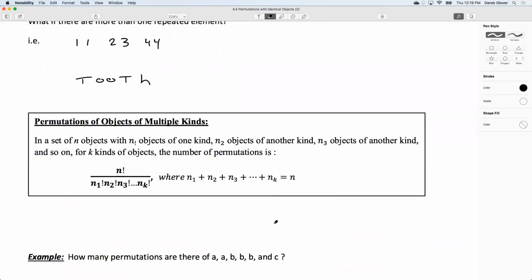Turns out we follow the exact same process. So I'm going to read this out to you, and it's going to sound really confusing because it's very general, but you'll see that this is actually a fairly simple formula to use.